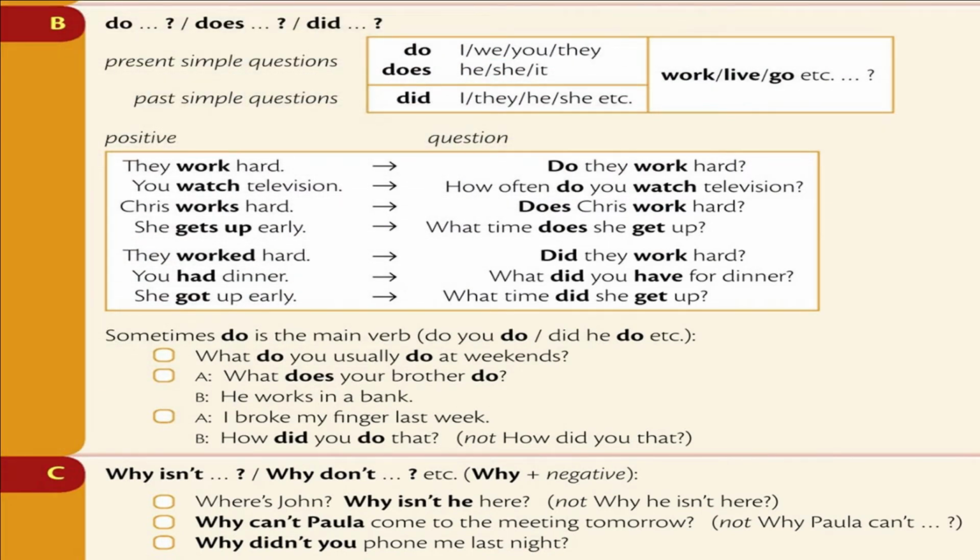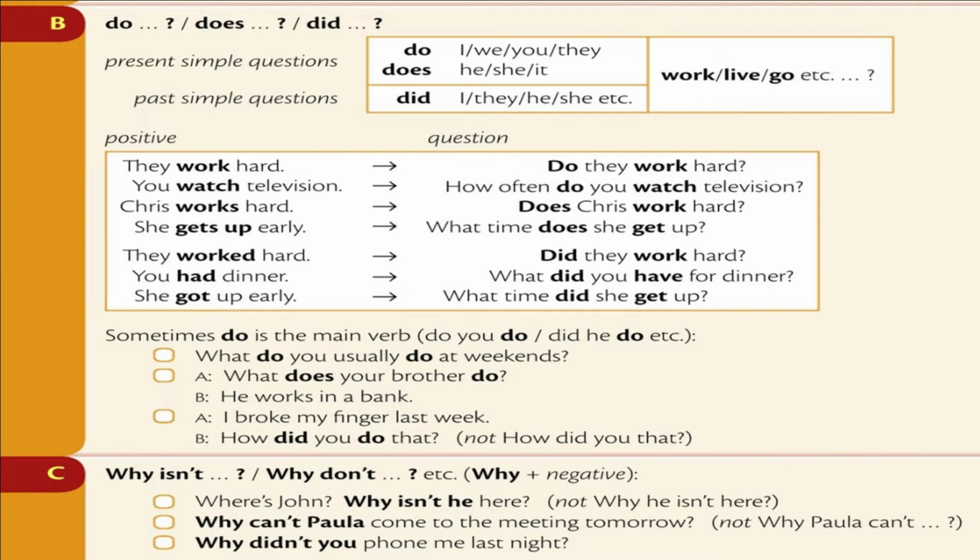Section B. Do, does, did. Present simple questions. Do I work? Do I live? Do I go? Do we work? Do we live? Do we go? Do you work? Do you live? Do you go? Do they work? Do they live? Do they go? Does he work?